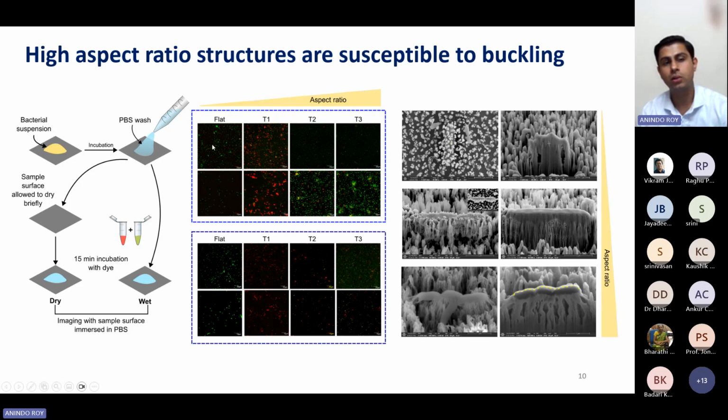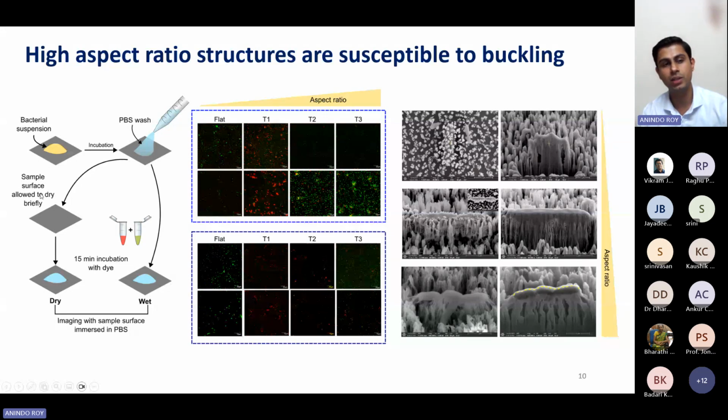What we did, in order to expose them to the capillary forces, was culture the bacterial cells on top of the surface and then incubate them for a certain time, which allows them to adhere to the pillar tips, to the pillar substrate. And then we gently wash the substrate surface to remove any cells that have not adhered or are loosely adhered. And then we can process these through two different routes.